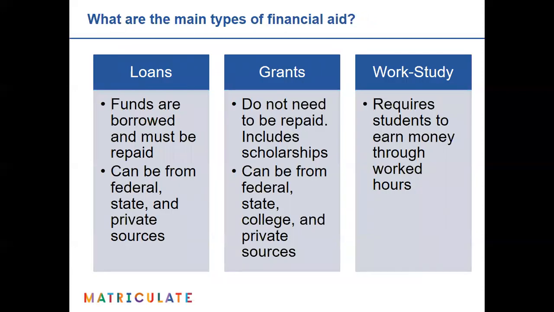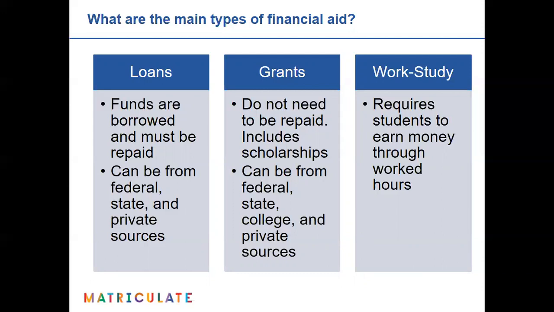So what type of aid is offered by those sources of funding? That's broken down into 3 types. One is loans. As you should know, loans are funds that are borrowed and have to be repaid. These can come from everywhere, so federal, state, and private. There are grants, which do not need to be repaid, so those are free, and this also includes scholarships. This can also come from all sources, federal, state, college, and private.